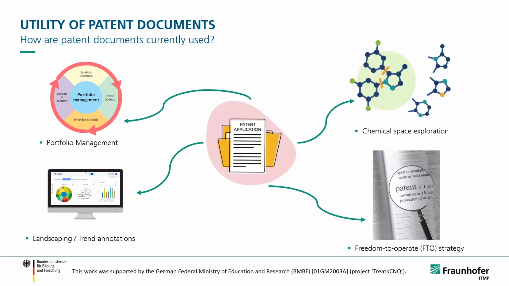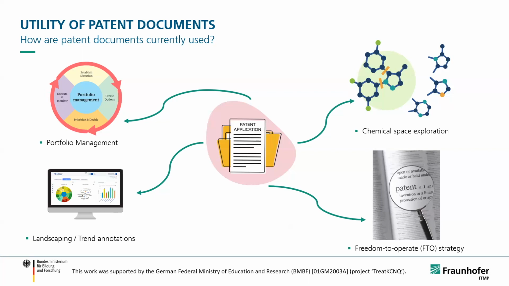The patent document is used for a number of scenarios currently. The first one being portfolio management, where you can look at the patent portfolio of a given company and see how many patents they file per year. You can also do something called patent landscaping or trend annotation, wherein you look at the number of patents the company has filed for a particular compound and see how many of these compounds have actually reached the market. From the chemistry and the drug discovery science side, you can look at patents for chemical space exploration.